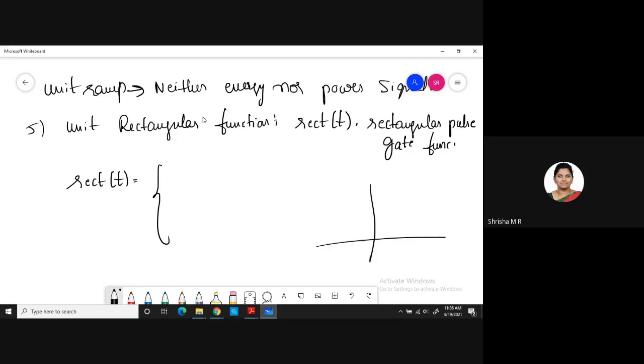function, rect of t, so it will exist from minus just a minute, whiteboard is hanging.